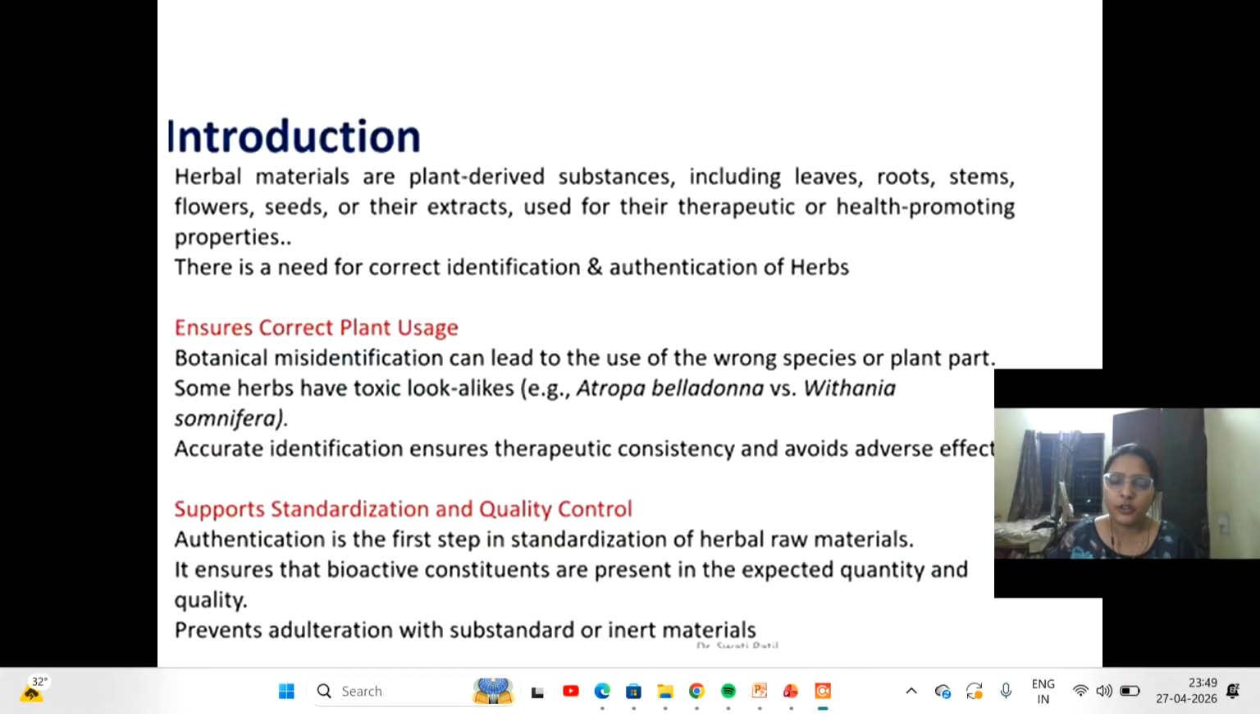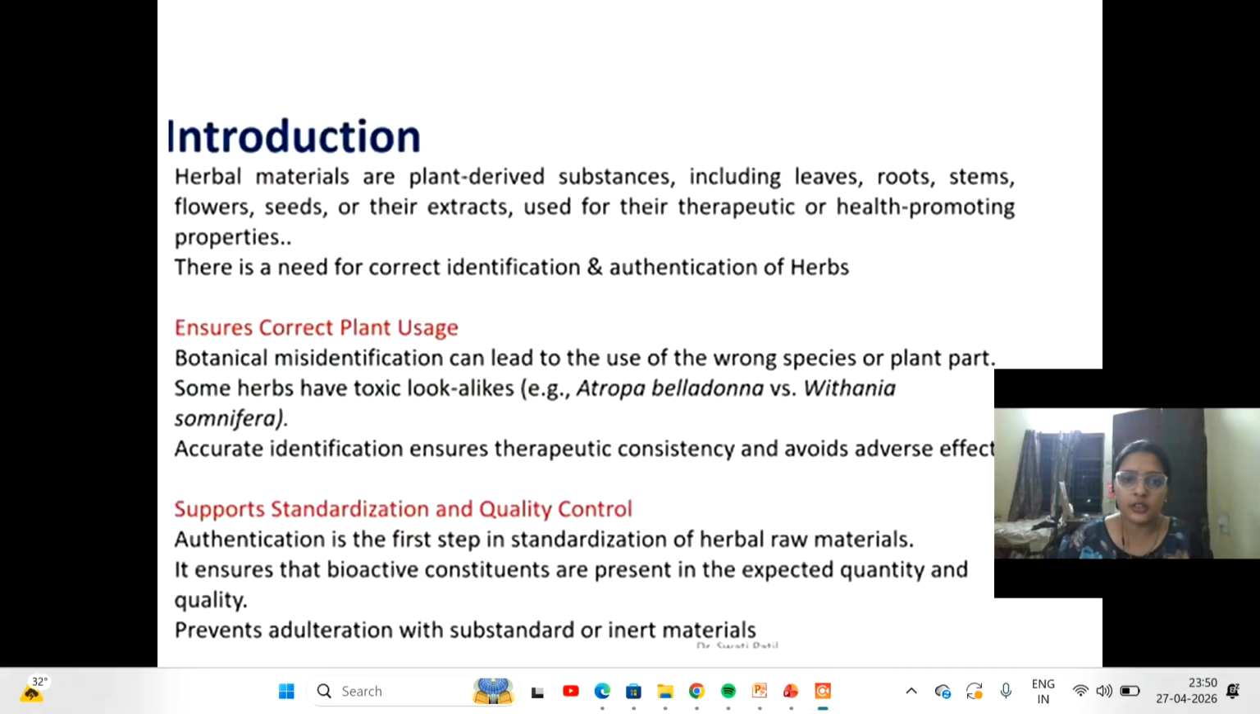There is a need for correct identification and authentication of herbs. Why? To ensure correct plant usage. Potential misidentification can lead to the use of the wrong species or plant parts. Some herbal drugs are toxic-look-alikes, like Atropa belladonna versus Withania somnifera. Accurate identification ensures therapeutic consistency and avoids adverse effects.